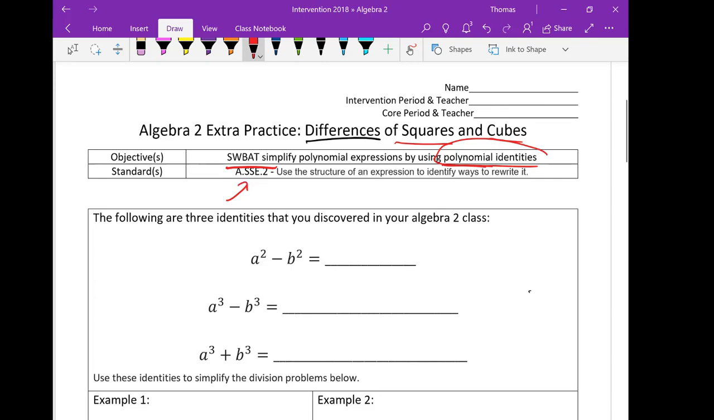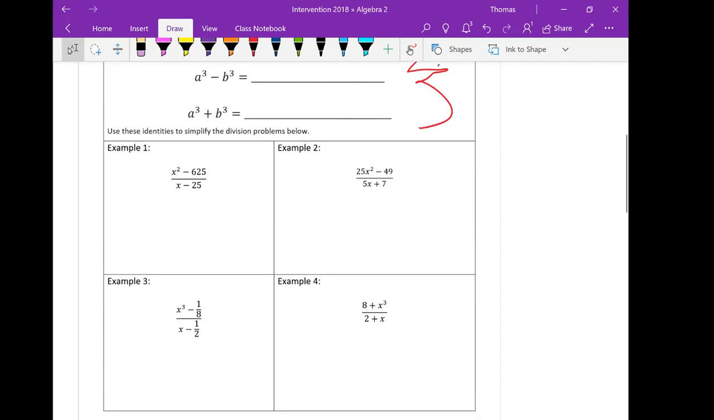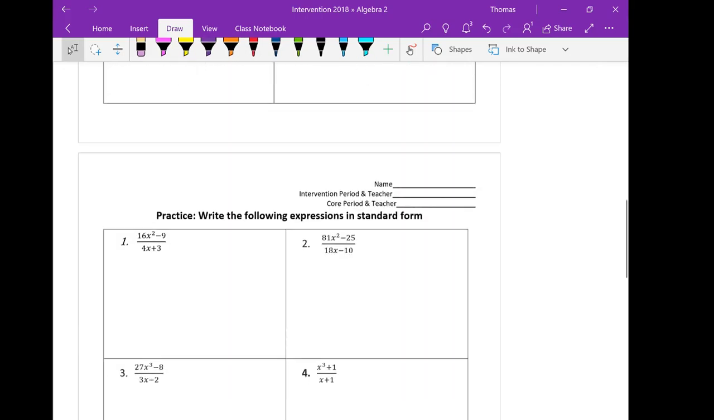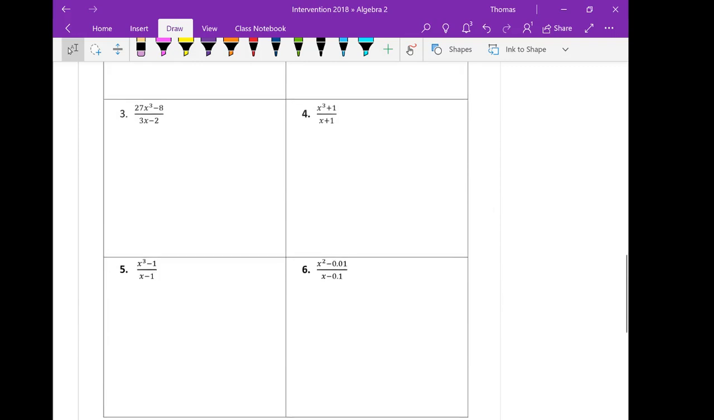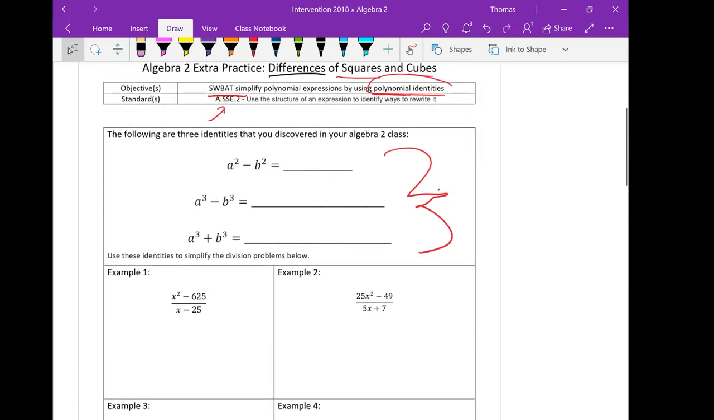First we're going to take some notes on the front side of this page. There are three identities that we're responsible for. We need to know right there, those three. We're going to walk through these four examples to practice. And then at the end, you're going to work on these 6 examples and check your answers with your intervention teacher. All right, so let's dive right in on the front.